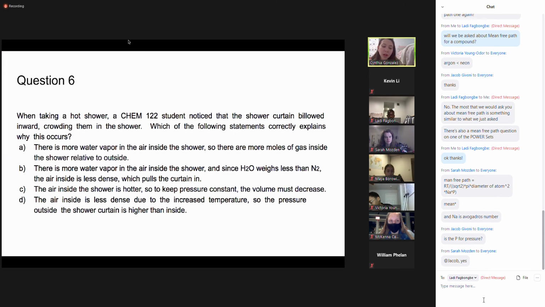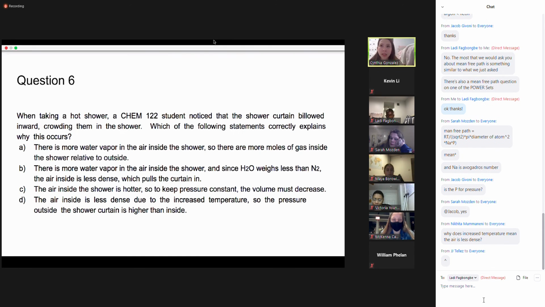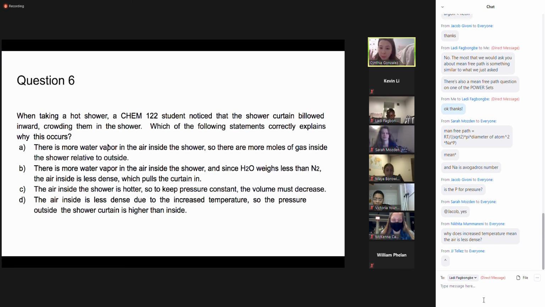And then for the last one, it's saying that the air inside is less dense due to the increased temperature, so the pressure outside the shower curtain is higher than inside. This one is correct because, as we know, we increase the temperature within the shower, which means these particles are moving faster, and that means they're spreading out and apart. That's creating more space, and that means the air inside is less dense than the air outside, which is cooler and more dense. If the outside air is more dense, the particles are hitting that barrier more often. Because of that, you're going to have that billowing in.